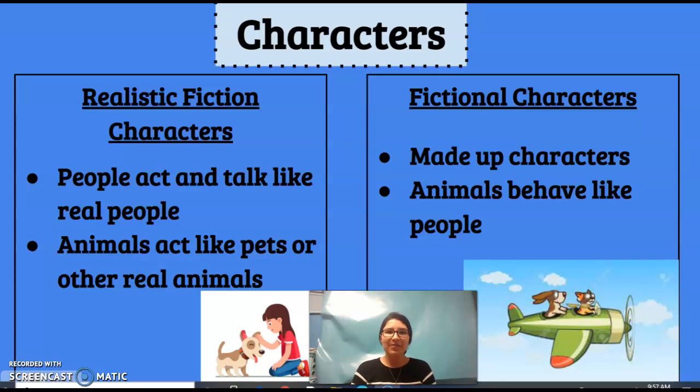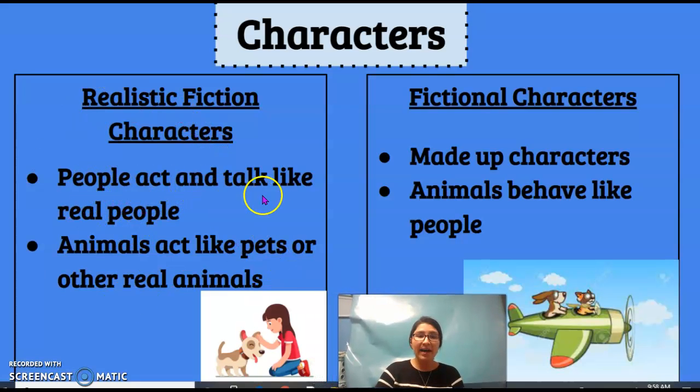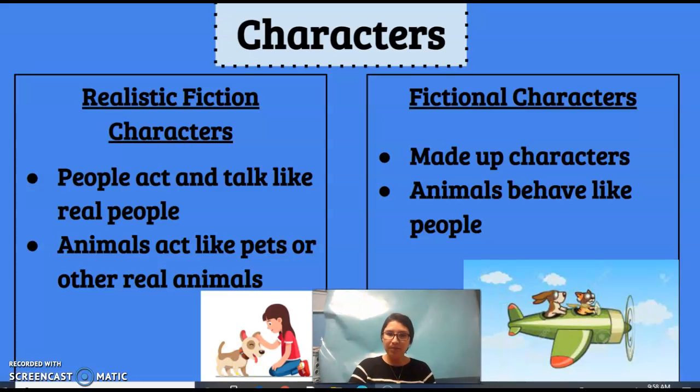Hi there, for today's video we will be going over characters. We will be talking about realistic fiction characters and fictional characters. Realistic fiction characters. So with those, you have people act and talk like real people. Animals act like pets or other real animals. So here's a little girl who's behaving like a person, like a human, and this little dog is behaving like an animal would. And then you have fictional characters.